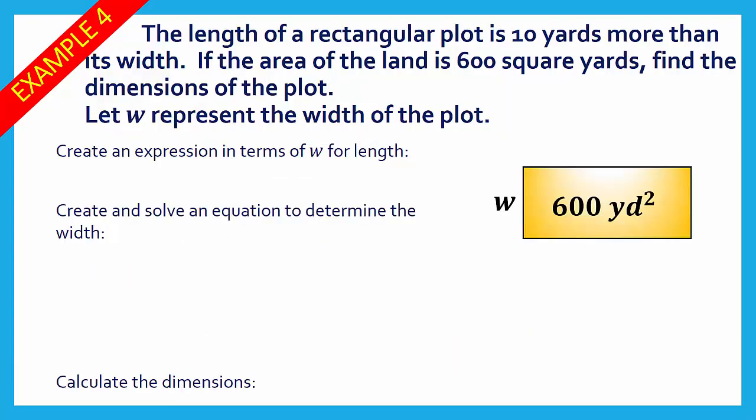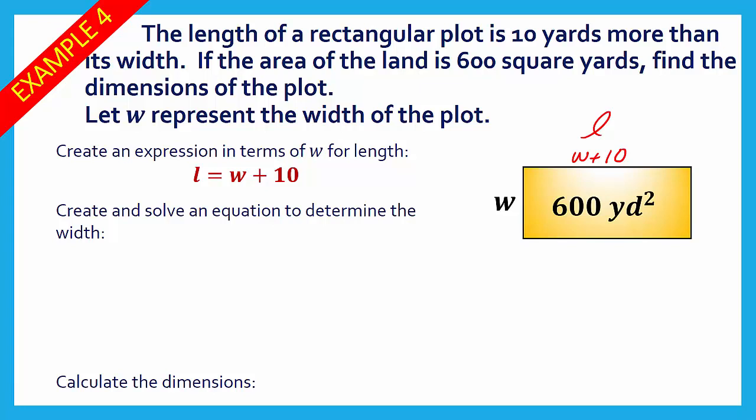Next, all right. The length of a rectangular plot is 10 yards more than its width. If the area of the land is 600 square yards, find the dimensions. W represents the width. So there's w, that's our width. We want to create an expression in terms of w for length. If this is our width, this is our length right here. It says our length of a rectangular plot is 10 yards more than its width, so we can write it as w plus 10. For those of you who want a visual, this is what it looks like.